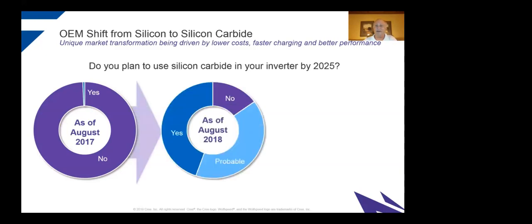So a year later, as companies were looking at the benefits that silicon carbide could bring, a lot of companies were saying yes. They think they probably will. So a number were saying yes, and some were saying probably, and not nearly as many saying no.